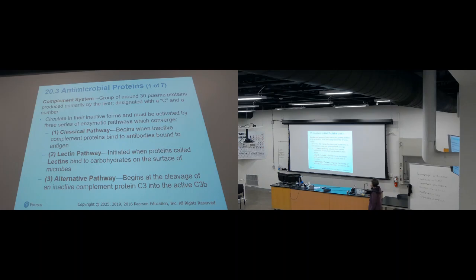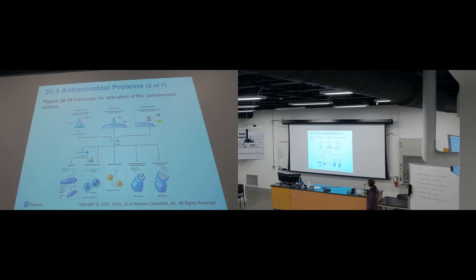For the complement system, we have, again, around 30 proteins that have a letter C to designate the protein, and then they have a number. And they can be activated by 3 pathways. Classical pathway, which is when the complement system binds to antibodies that are already bound to an antigen. The lectin pathway, which binds to carbohydrates in certain microbes. And then the alternative pathway, which is when you cleave an inactive complement protein called C3, and then you activate it to form the C3b. So here are the different pathways for the complement system.